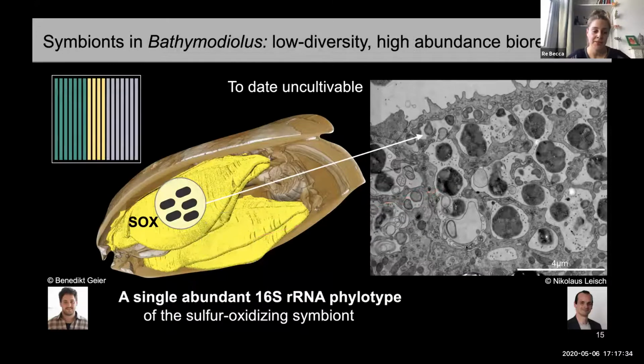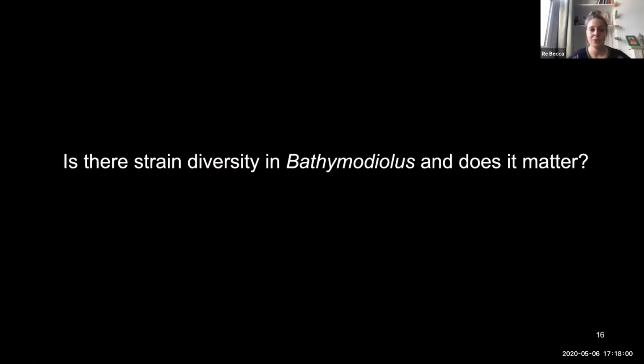In the project that I have been focusing on, I mainly work with the sulfur oxidizing symbiont that you can see here. And as I said already before, the mussels are usually colonized by a single highly abundant 16S rRNA phylotype of the sulfur oxidizing symbiont. So if we were doing 16S rRNA sequencing on those mussels, my talk would be finished here because that's already the final result. So obviously, we were interested in strain diversity in these systems.